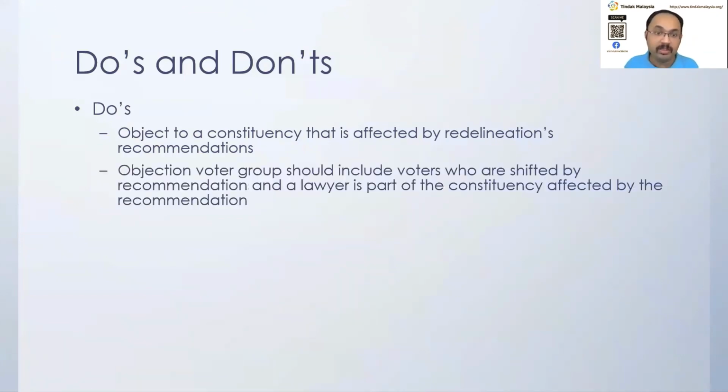Okay? And when you gather voters, this is a recommendation. You should include voters who are shifted by the recommendation. So maybe you had a new area got added into your constituency. You should bring at least 1 or 2 people from there to your group. Maybe you represent a small taman, but to be sure that you at least get a chance to make your view clear to EC, try to include the ones who moved in. Okay, and mentioned before, a lawyer who is part of the constituency that is affected by the recommendation, because at least he or she can give you the necessary guidance on how to object.